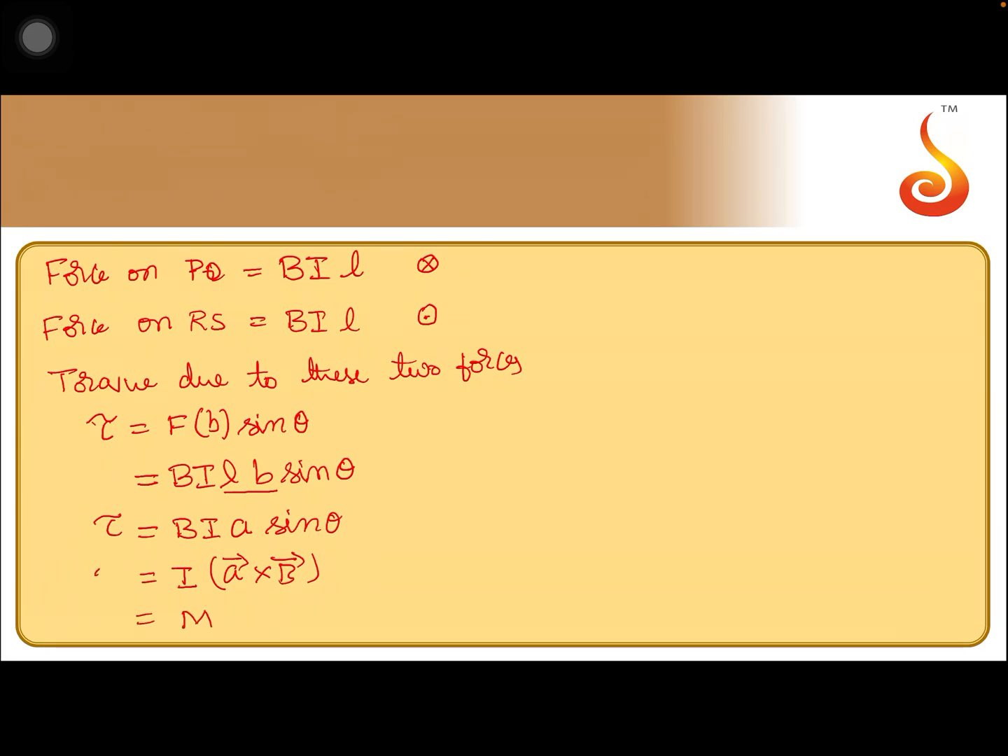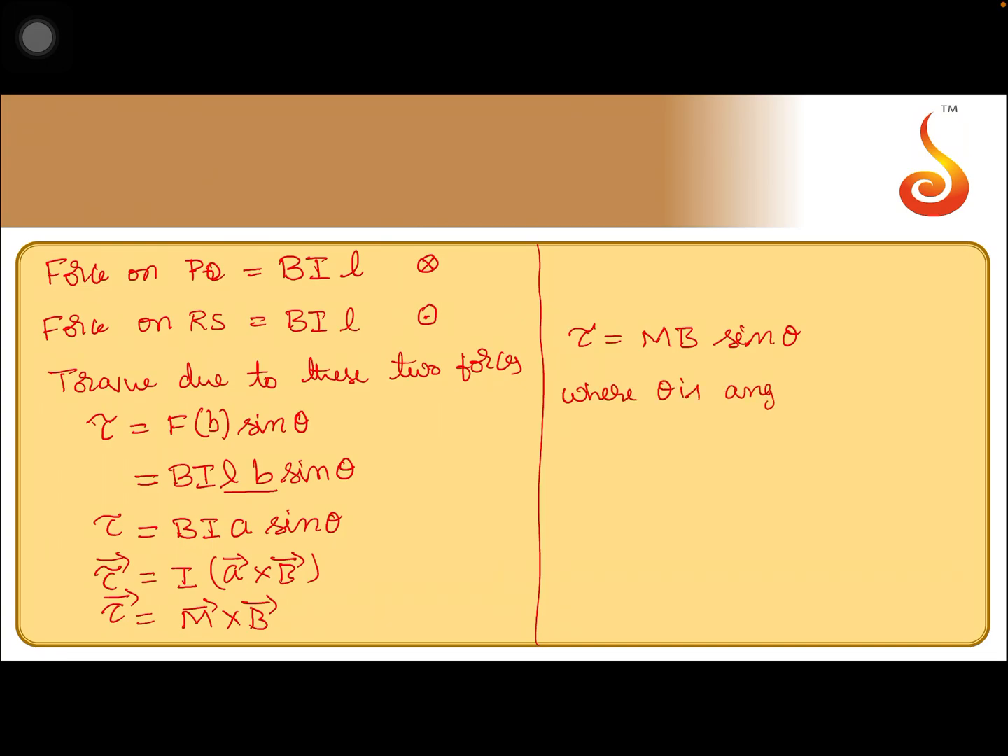So I can write this as tau is equal to M cross B. The magnitude of this torque can be given by MB sin theta, where theta is the angle between the magnetic moment vector M and the magnetic field vector B.